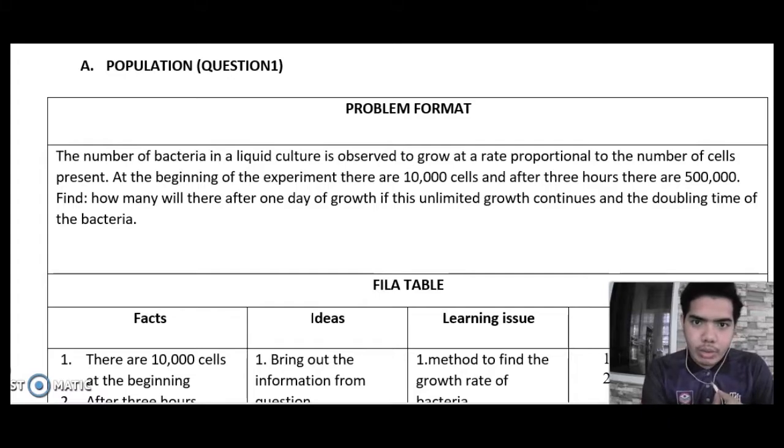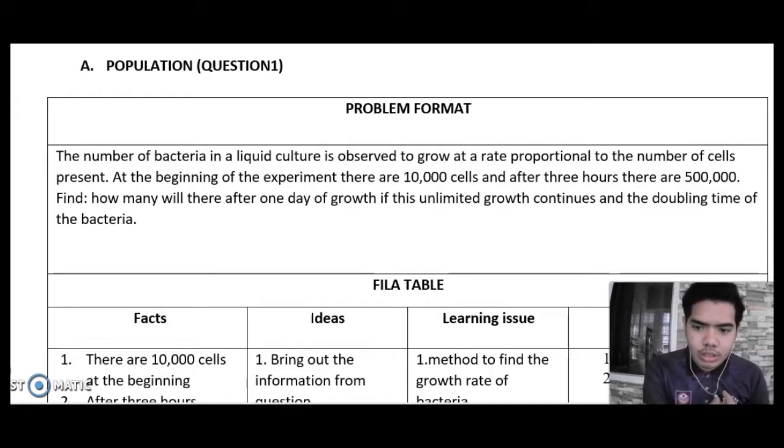My matrix number is AA190612. We are from Group 8 for PBL Engineering. For the population growth question, we have chosen question number 1.